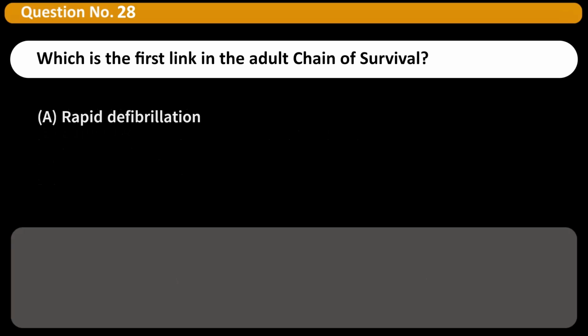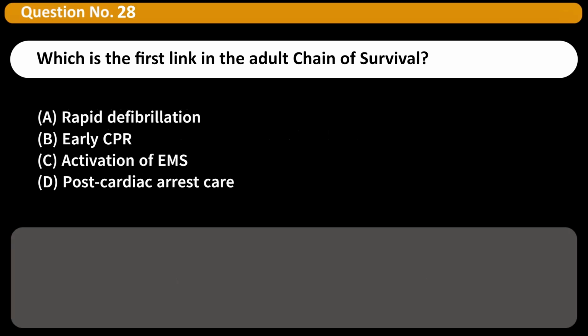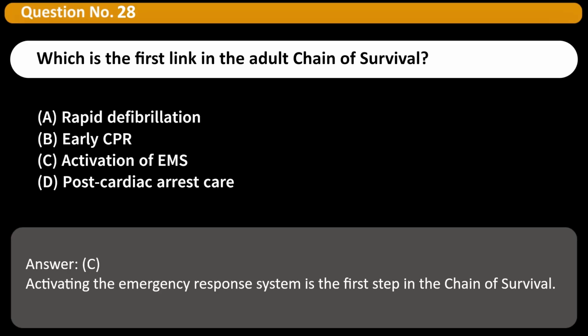Which is the first link in the adult chain of survival? A. Rapid defibrillation. B. Early CPR. C. Activation of EMS. D. Post-cardiac arrest care. Answer: C. Activating the emergency response system is the first step in the chain of survival.